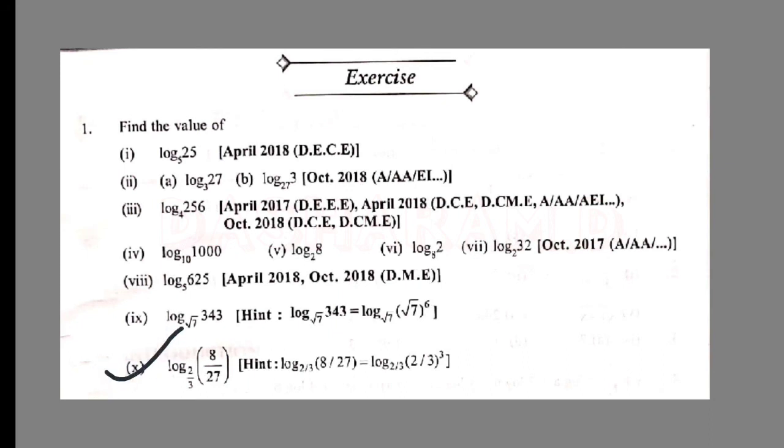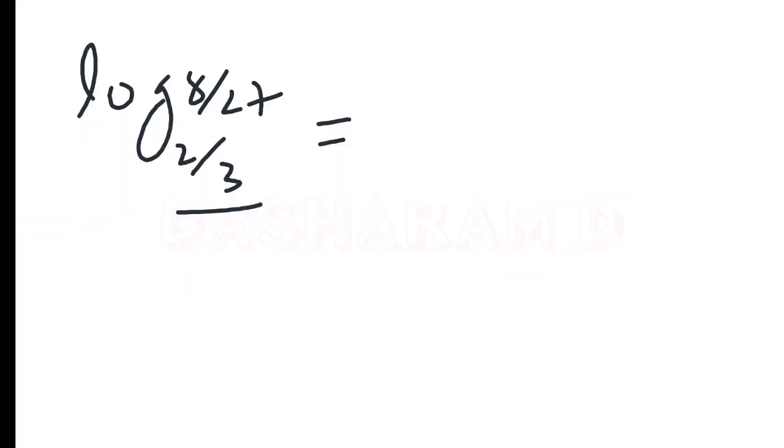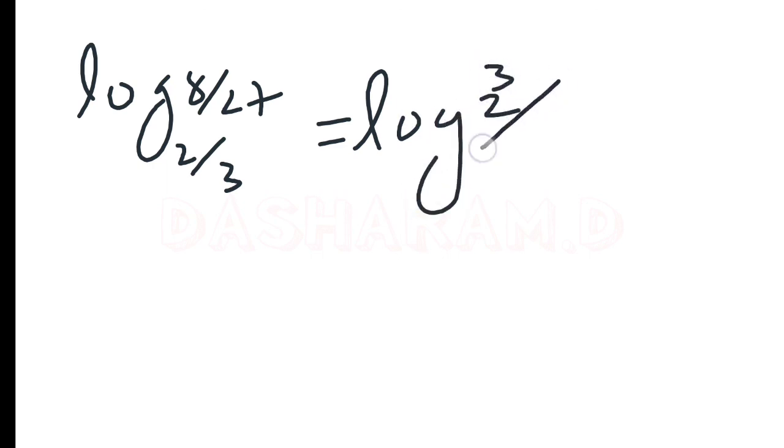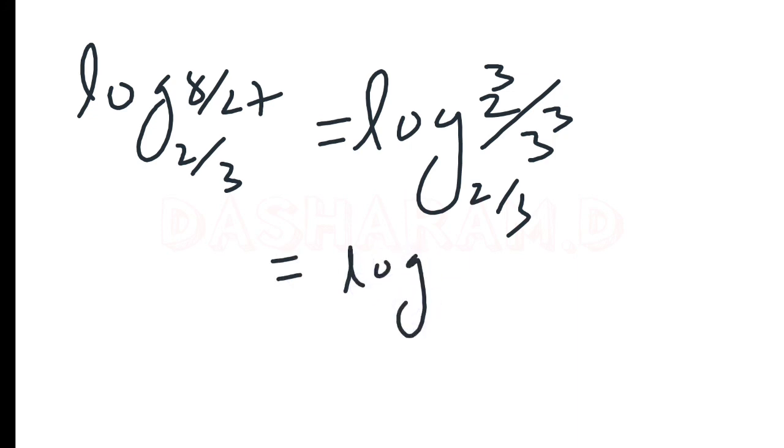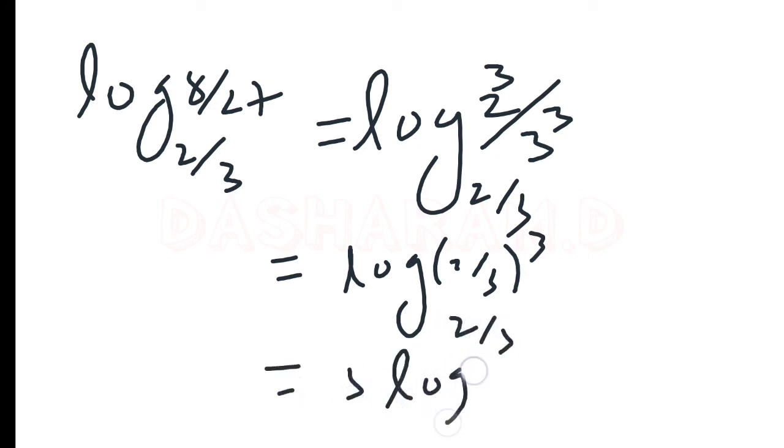Next, the last problem in the first bit, that is the 10th one: log 8 by 27 base 2 by 3. Here the base is 2 by 3. So here 8 can be written as 2 cube, 27 as 3 cube, base 2 by 3. So it equals log 2 cube by 3 cube, which means 2 by 3 whole cube, base 2 by 3. So 3 log 2 by 3 base 2 by 3. So it equals 3 into 1, which equals 3.